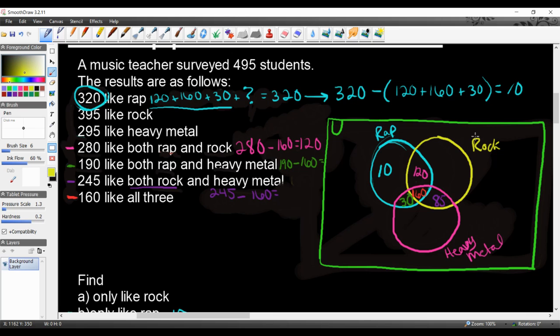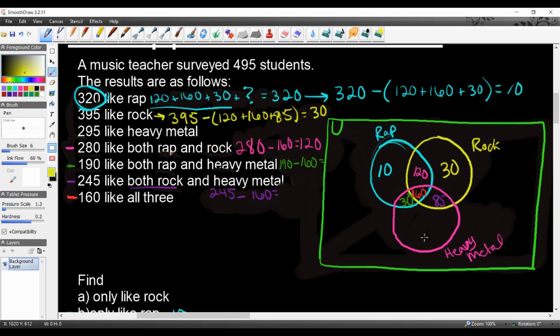So if I were to look at rock now, rock would be, let's see, 395. So 395 minus the entire total. So minus the 120, put that in parentheses. So 120 plus 160 plus 85. You can do the math really quickly if you like. I'm going to do it in my head real fast. Let me see, 280, 265. I'm getting 30 for this one. Okay, so 30 students only like rock.